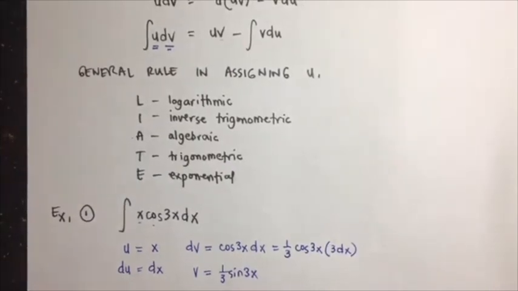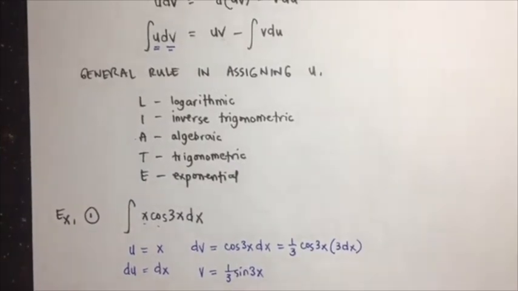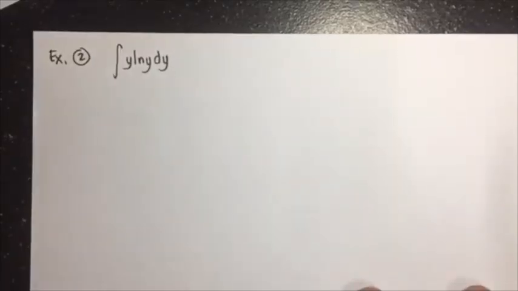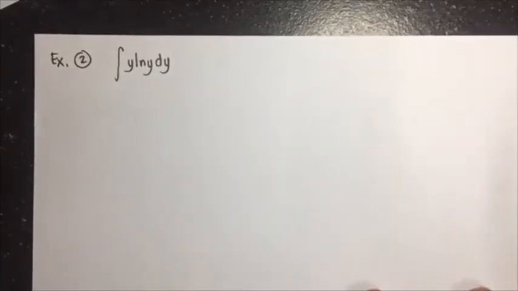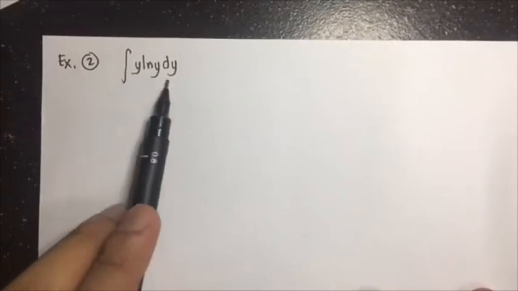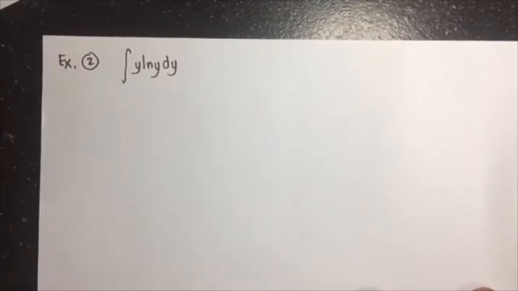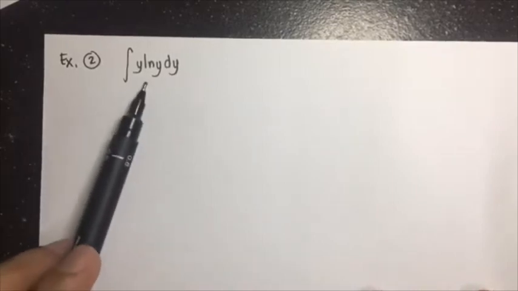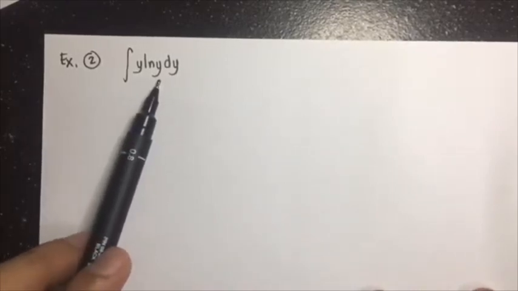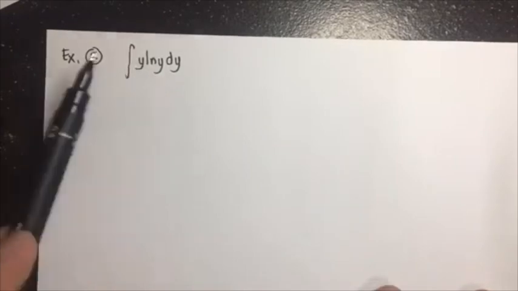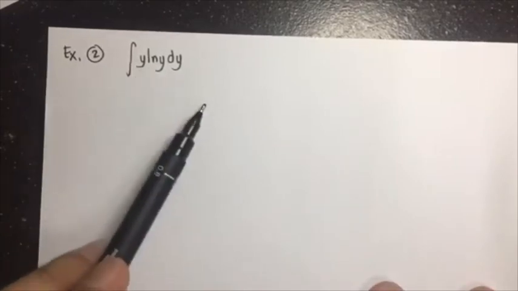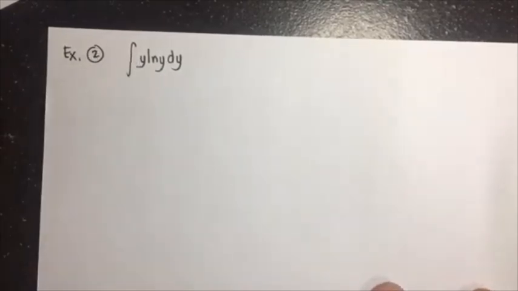Okay, so let's have another example. For our second example, we have the integral of y ln of y dy. Okay, so we will integrate this by parts. We will have to select which one would be our u and which one would be our dv.